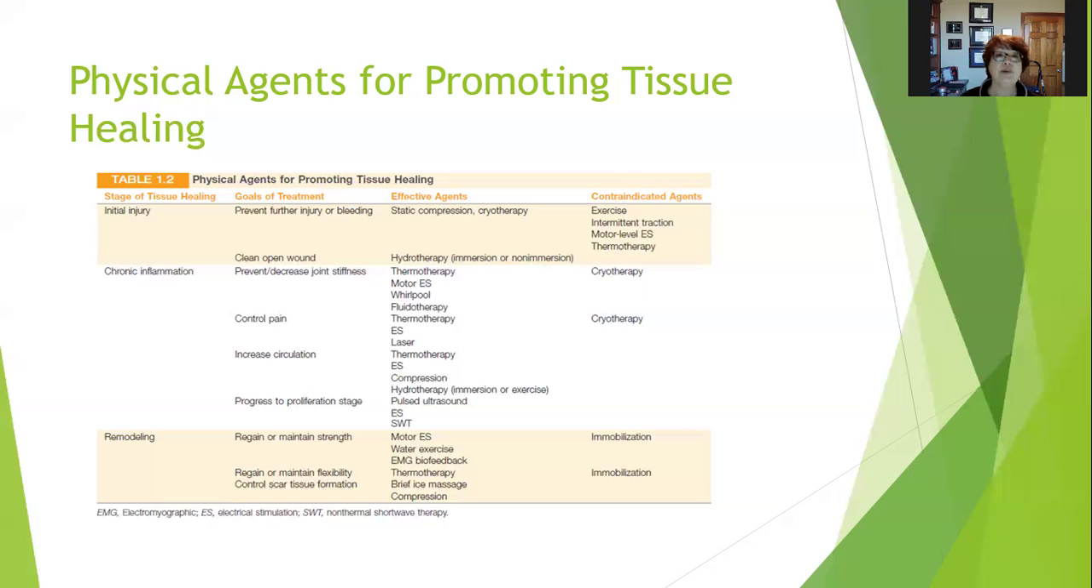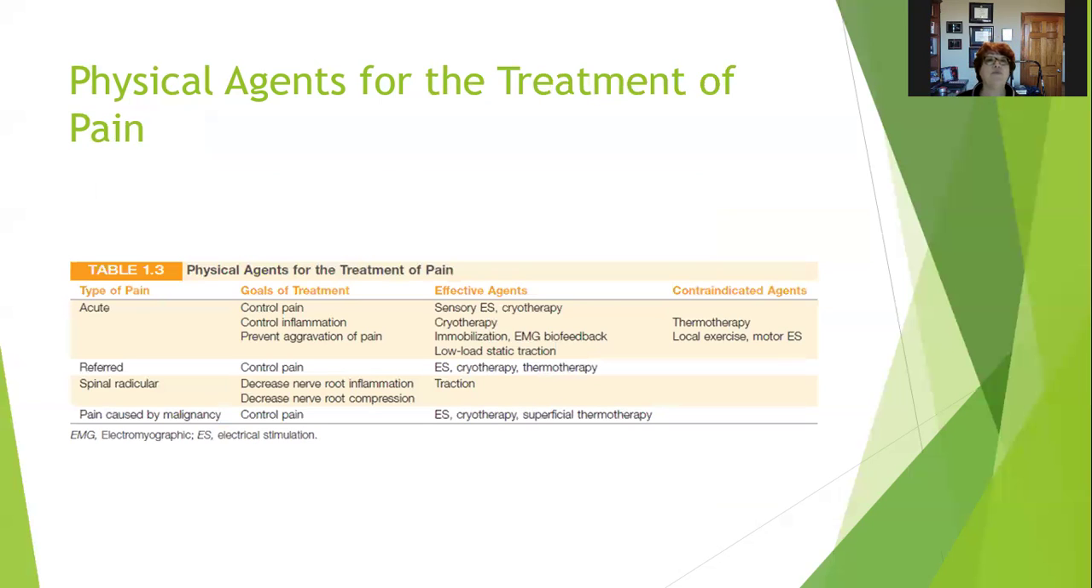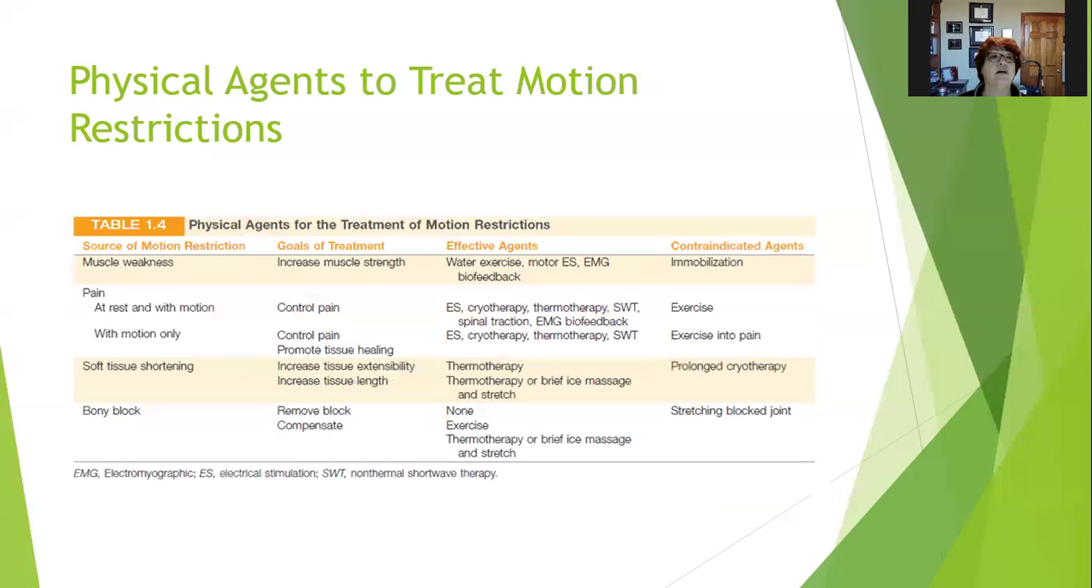So pretty interesting. For pain, acute pain, referred pain, radicular pain, or pain caused by malignancy, a lot of them can be addressed with physical agents. A lot of goals for motion restrictions can be addressed with physical agents. And then a lot of goals for tone abnormalities can be addressed with physical agents as well.